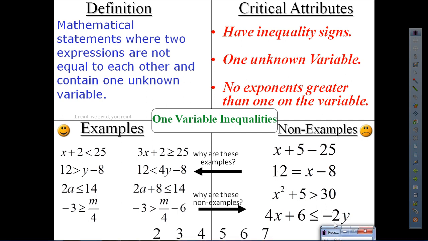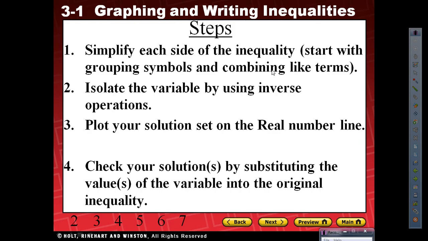From there, I gave you steps, and I said it's the same steps we've been using for solving equations. Now we're going to use them to solve inequalities. Step 1, simplify. That means simplifying each side by getting rid of grouping symbols and combining like terms. Step 2, isolate the variable, which means you need to leave the variable by itself using inverse operations. Step 3, plot your solution on the real number line, which for inequalities, we need to plot and graph our solution. And the last one, we're going to check our solution by substituting in and making sure it makes the inequality true.